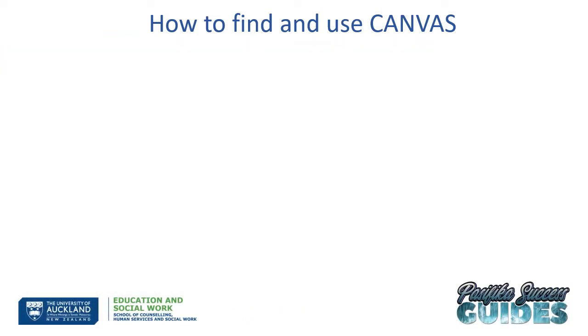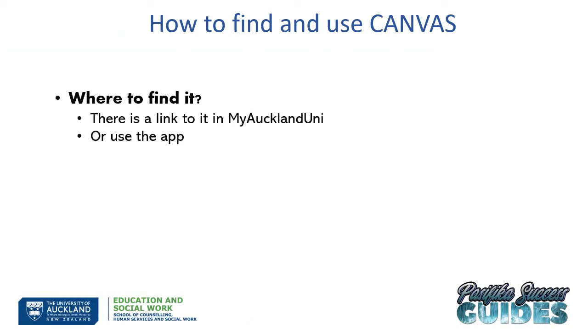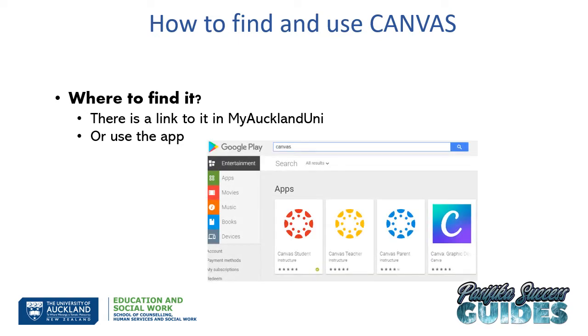So we've already gone through how to find Canvas on My Auckland Uni. I also really strongly encourage you to use the app on your phone. So everything I've showed you so far is just on your computer, but also use the app. This will look different depending on what kind of phone you're using. If you're using an Android-based phone, then you can look on Google Play and you can find something that looks like this. This is also available on Apple devices as far as I know. And you want to use Canvas Student.